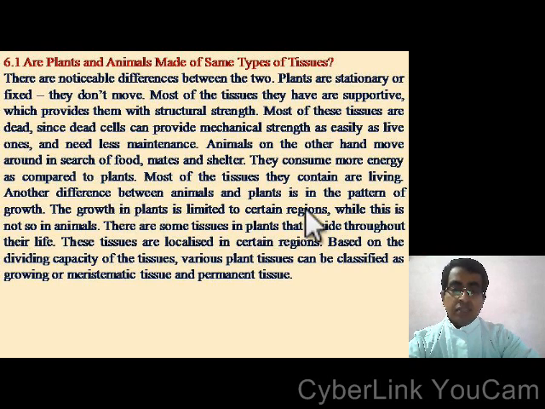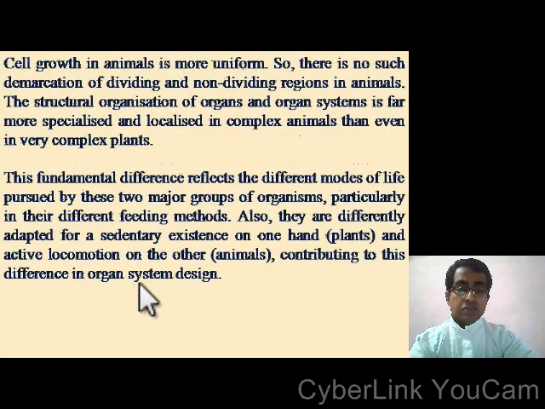Another difference between animals and plants is in the pattern of growth. The growth in plants is limited to certain regions, while this is not so in animals. There are some tissues in plants that divide throughout their life. These tissues are localized in certain regions. So, based on the dividing capacity of the tissues, we can classify plant tissues as growing or meristematic tissue and permanent tissue.